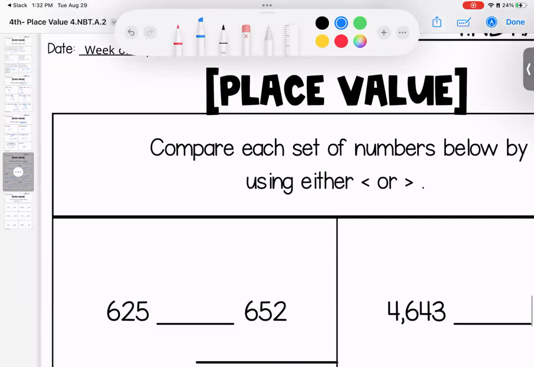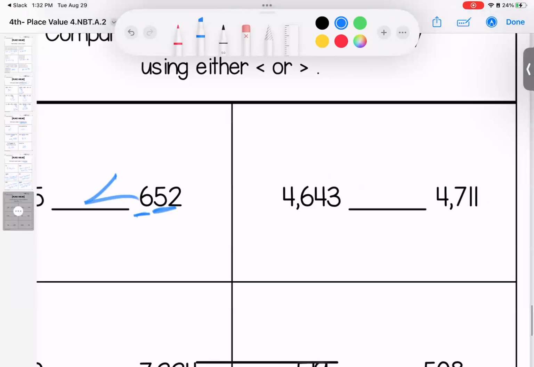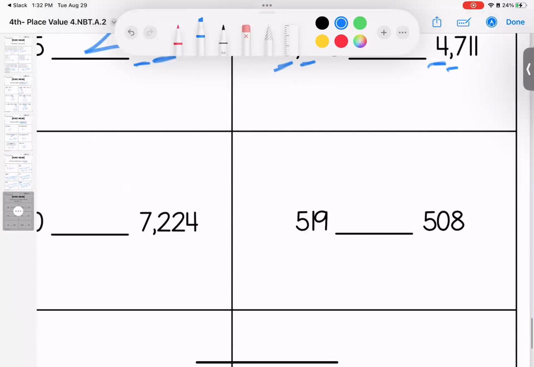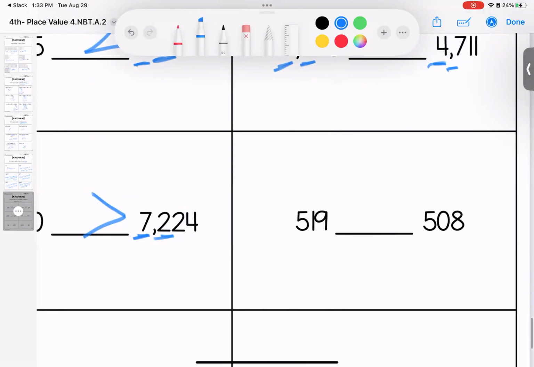Last page, love bugs, is to compare these numbers. So I have a 6 in the hundreds, a 6 in the hundreds. Slide over. I have a 2 and a 5. 5 is going to be my larger one. 4,000, 4,000. 600, 700. 700 is going to be my larger one. 7,000, 7,000. 700, 200. 700 is greater.